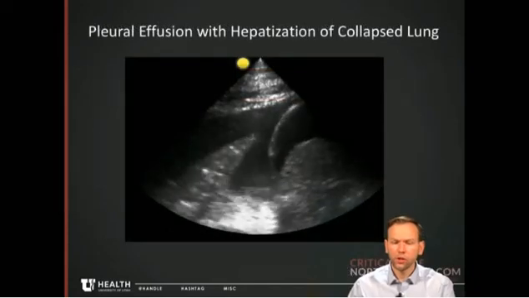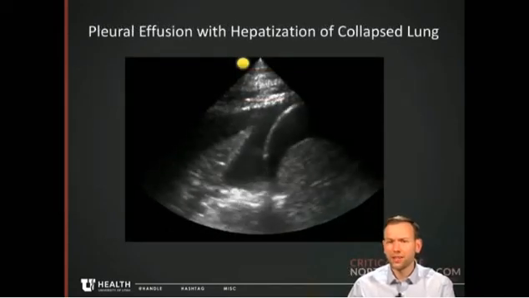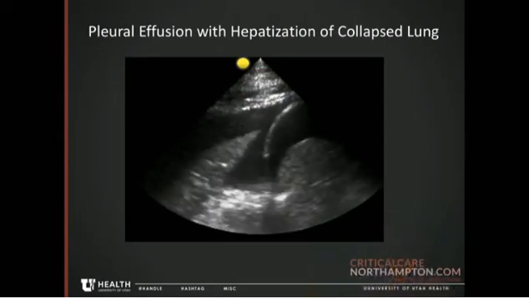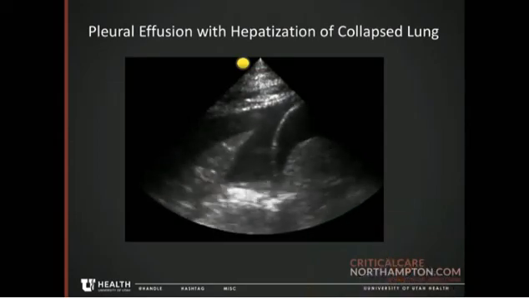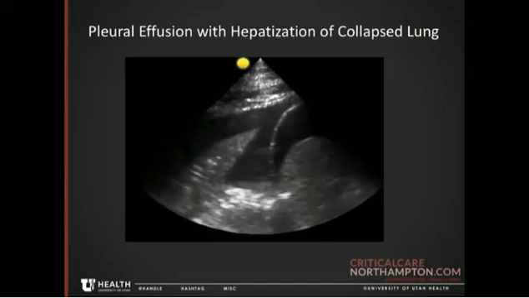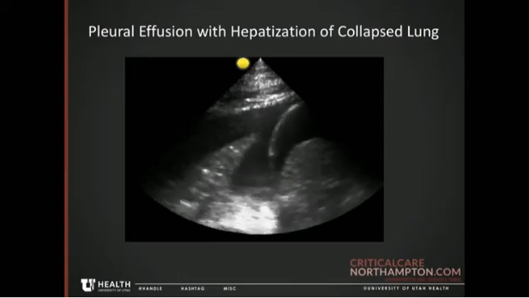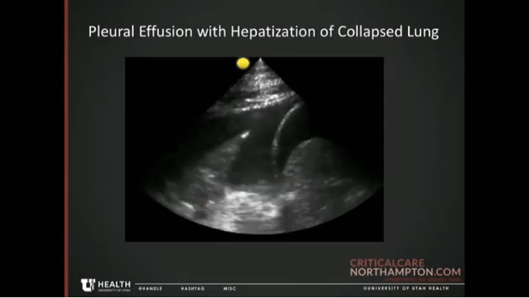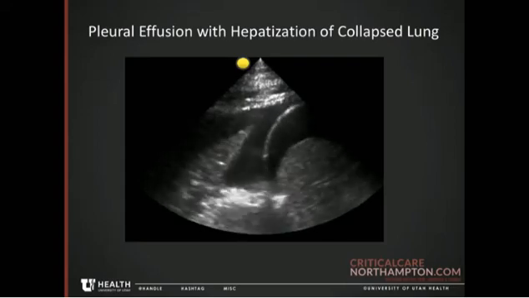I also wanted to show you one last little finding, just to squeeze it in here: the pleural effusion is also important and easy to see. What you can see in this case, on the right-hand side of the screen, is the diaphragm. This is looking at the lung posteriorly, generally in a patient that's sitting up. That's the easiest way to see this.